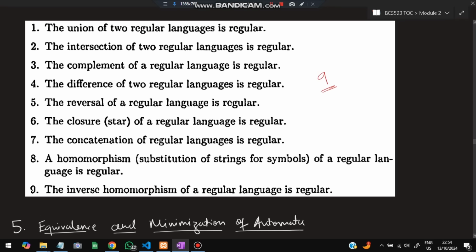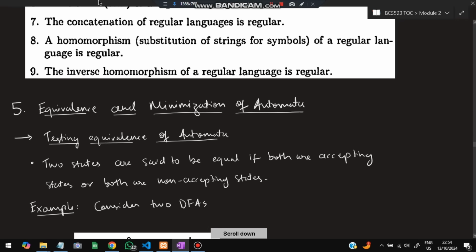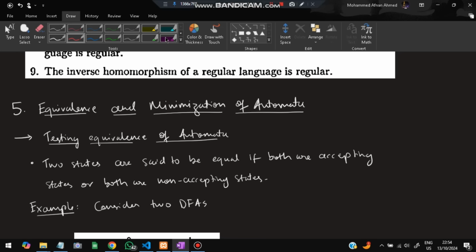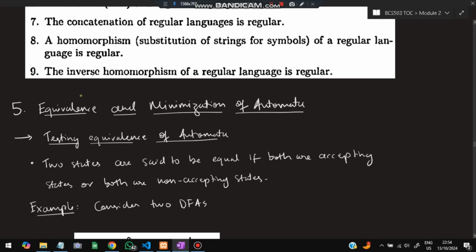Okay, moving on to the next one, which is equivalence and minimization of automata. Very, very important question from the exam point of view. Let's have a look at what this question is about. There are two topics here, equivalence and minimization, and minimization is the more important one. So let's discuss quickly what equivalence is. How do we test if two automata are equivalent? Here we'll be testing the equivalence of automata.